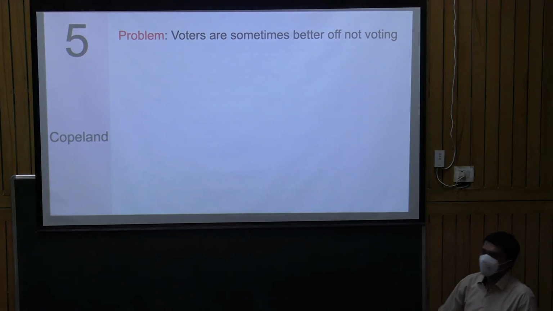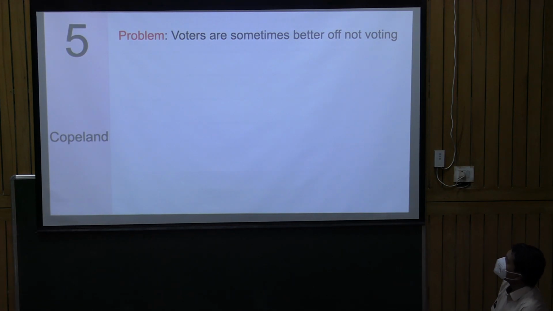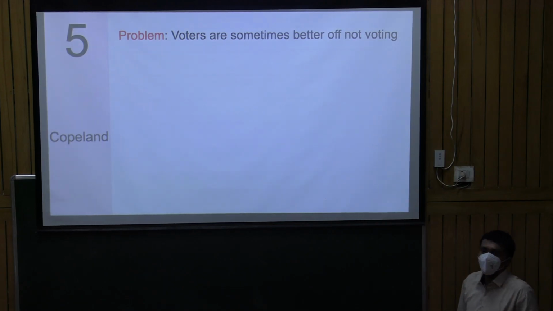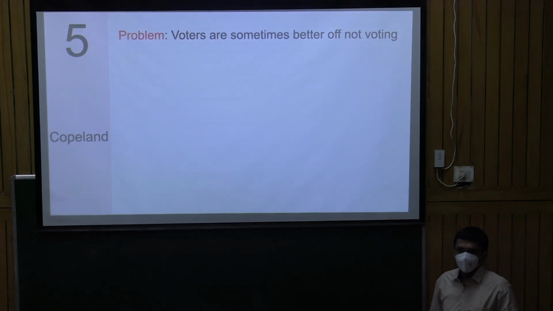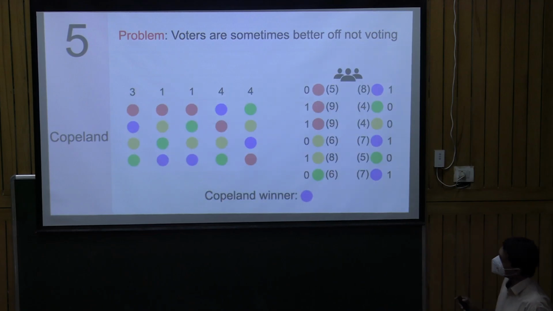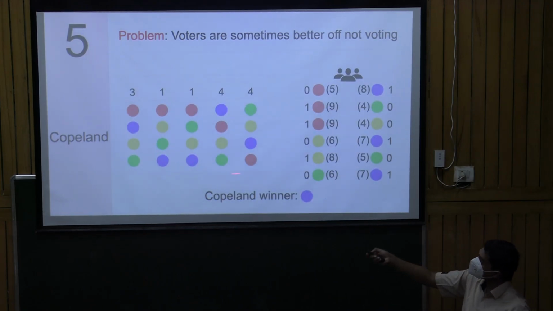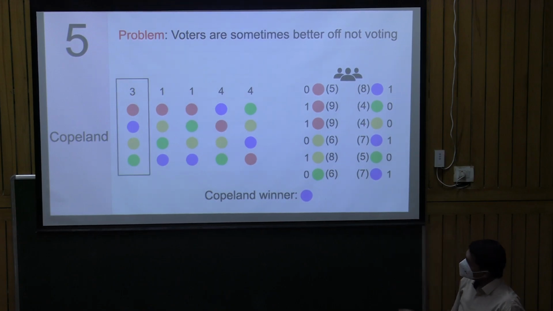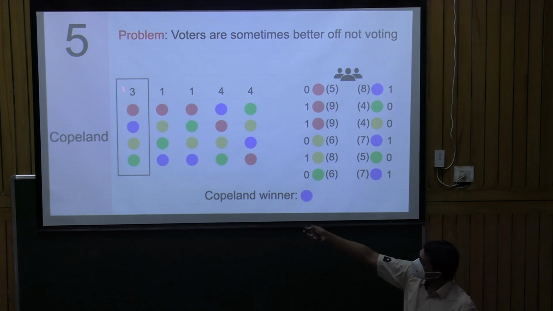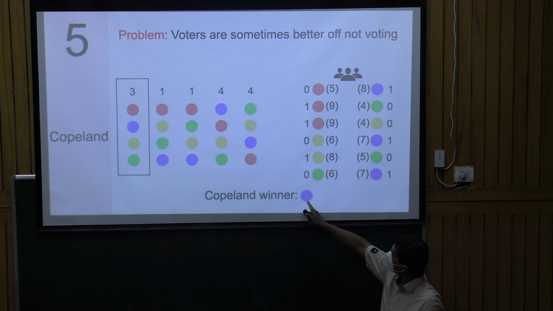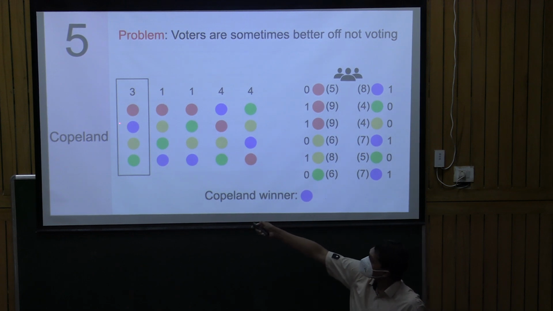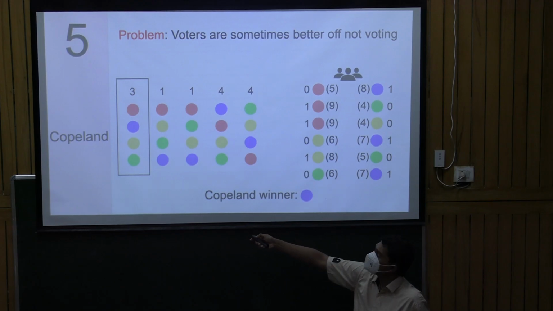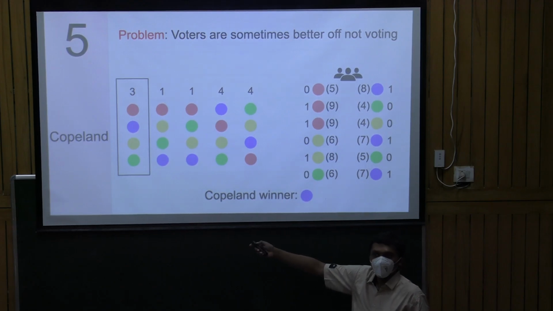So here's the problem with Copeland, which is that sometimes voters are better off not voting. That sounds very weird, but here's what it means. So here's the instance that we just saw. The winner was blue. These were the head-to-heads. Now let's look at these three voters whose ranking is given by this. Currently their second choice candidate is the winner. So they are not very happy about it. They are like, what the hell, let's just stay at home.